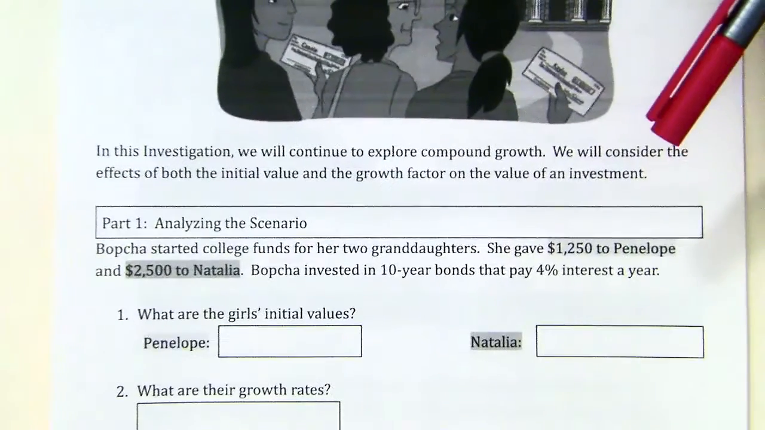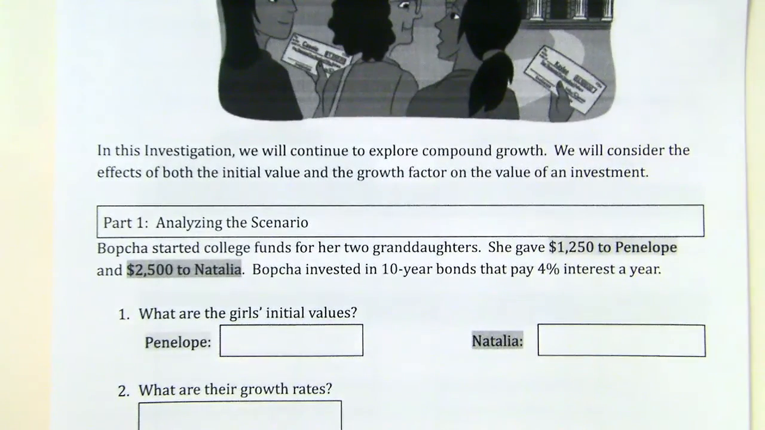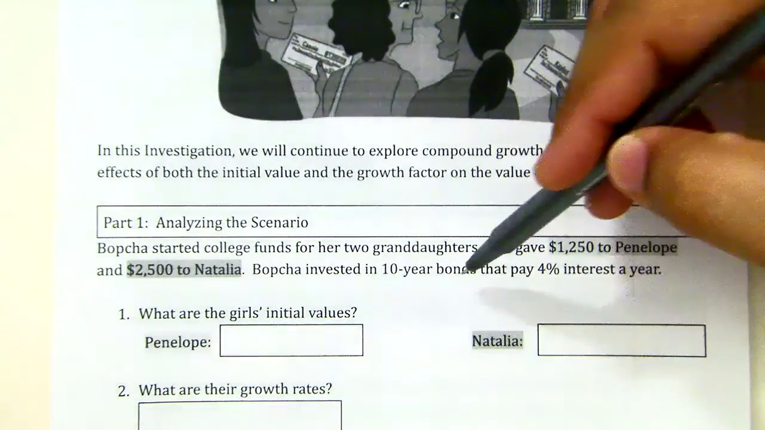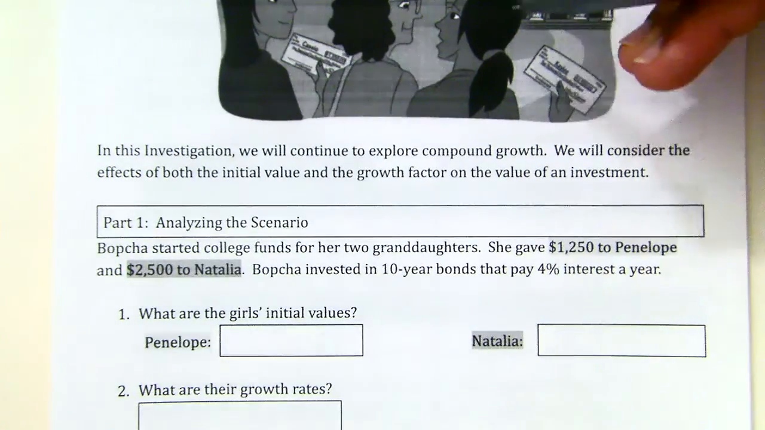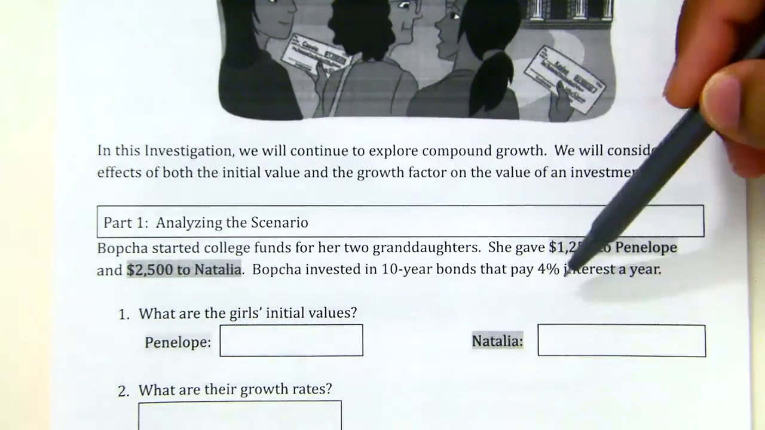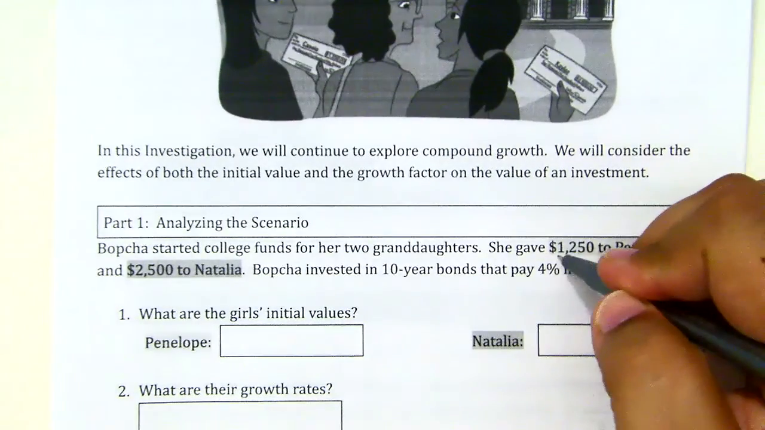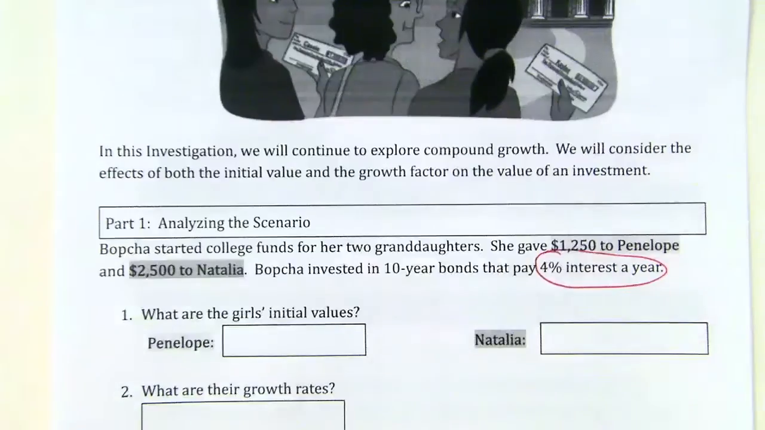Now, for the investigation for today, it says here that Babcha started a college fund for her two granddaughters. She gave $1,250 to Penelope and $2,500 to Natalia. Babcha invested in 10-year bonds that pay 4% interest a year. Okay, so we kind of talked about bonds a little bit when we had our unit on finance. A bond is basically kind of like a savings account, but you can't touch the money for 10 years. So the money goes in, you don't touch it, but over those 10 years, every year it's gaining 4% interest on the money that's in the account, all right?